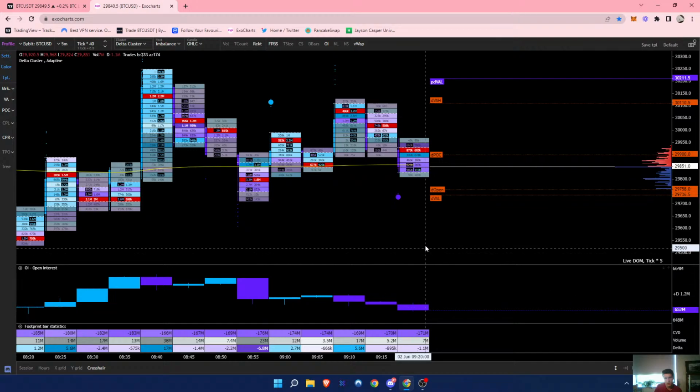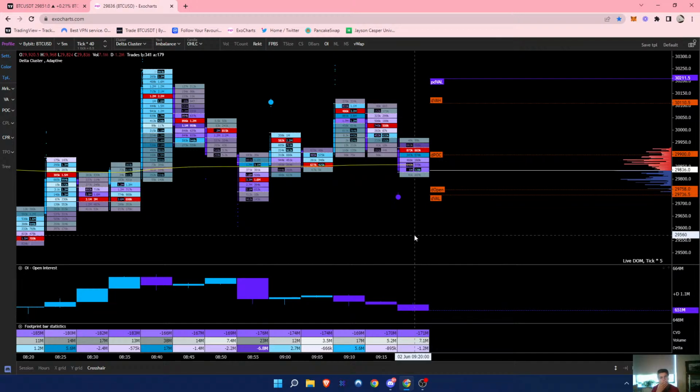OI is decreasing though. I hope people aren't like using 50x leverage on this. Or 100x, whatever. This might be a day where it's just stop loss hunt. Generally, you want to trade on days that are good volume, so I guess UK and US holidays.